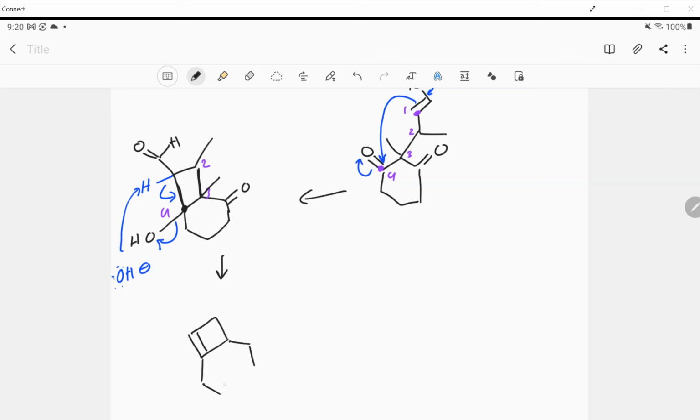Those two need to be connected. Everything else stays the same. So we still have a methyl group there, and we have our aldehyde.